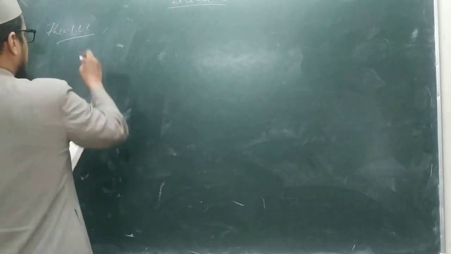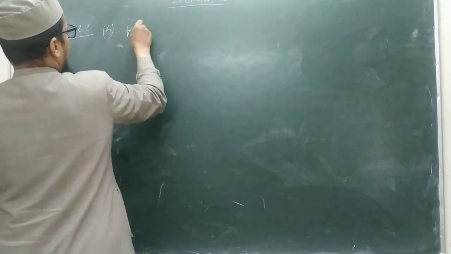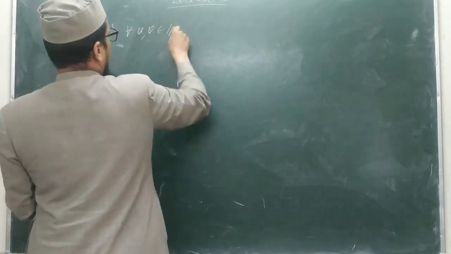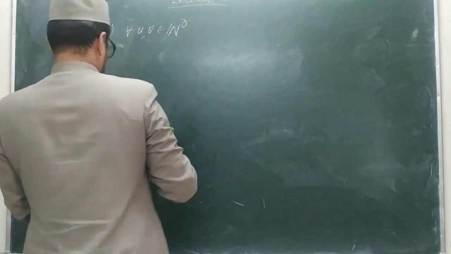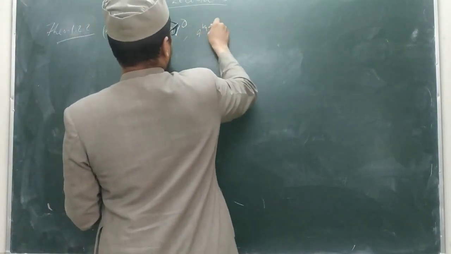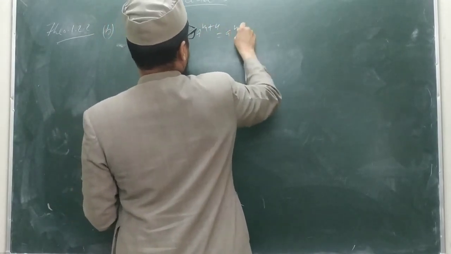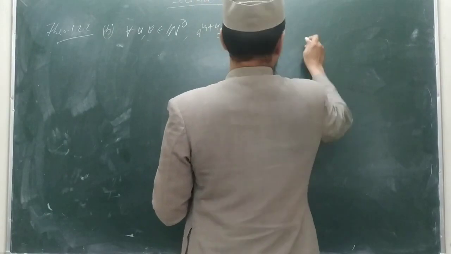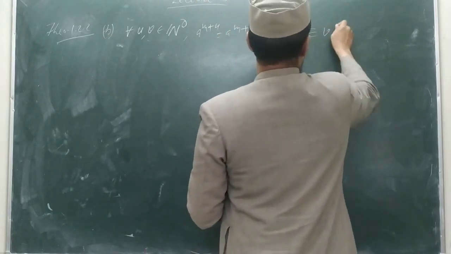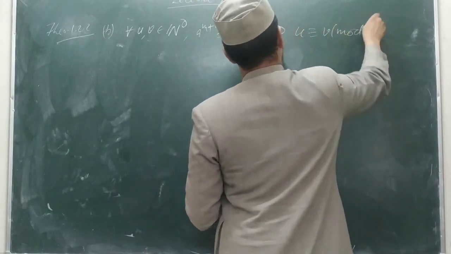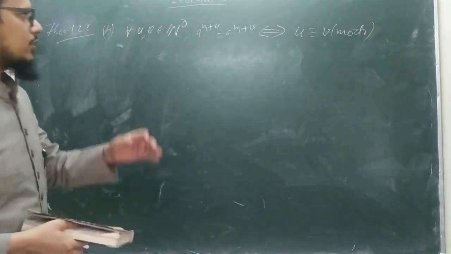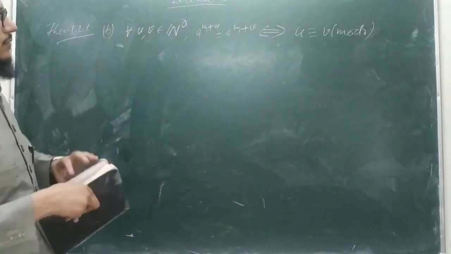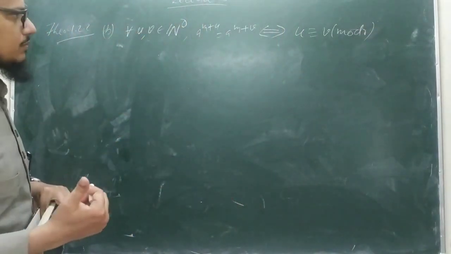What is the B part? The B part is this: for every u, v belonging to M0, a^(m+u) is equal to a^(m+v) if and only if u is congruent to v modulo r. So we were doing the cases here. We were on, I think, case number 2.